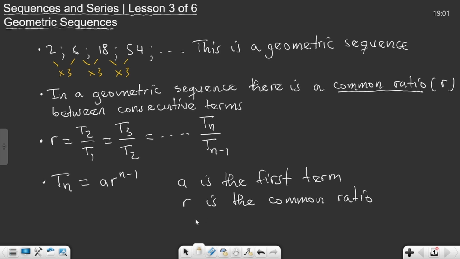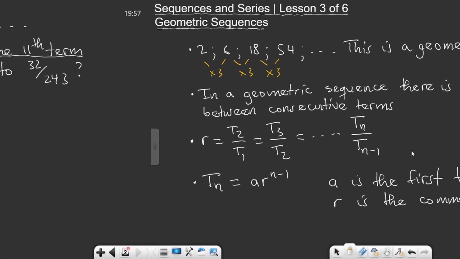Okay, so I hope you are following me so far. You understand what a geometric sequence is as compared to an arithmetic sequence. Okay, let's move on to some examples so that you can understand how to use the formula and the rest of the geometric sequence.